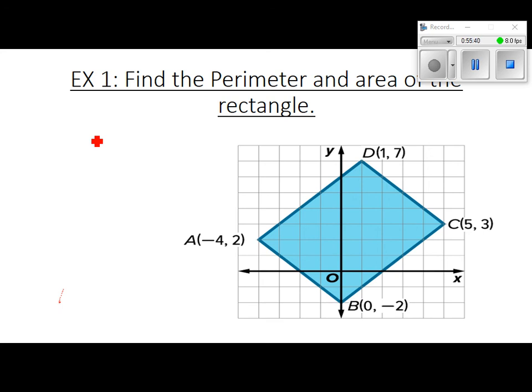Pick me a side in this rectangle. We're going to find the perimeter and area real quick. Pick me a side. DC. Yep. So segment DC. If I'm finding the length of segment DC, what 2 points do I need to use? 1, 7, and 5, 3. Those two, right? Distance formula, have your calculators out.